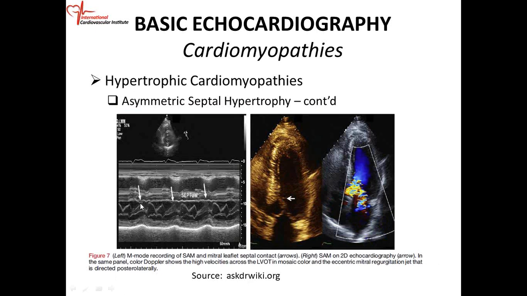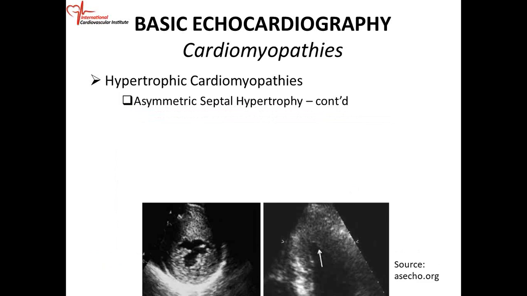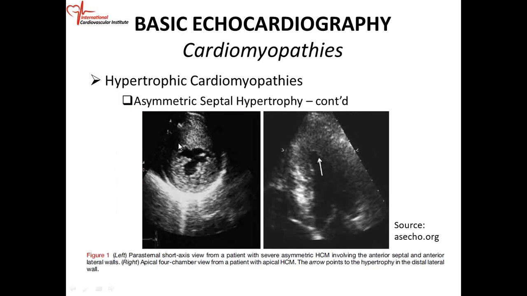So SAM, systolic anterior motion of the mitral valve, SAM. They like this in exams. Okay, so if you do your color across the left ventricular flow tract, you're going to get turbulence, suggesting obstruction. In short axis, you can see everything thickens.